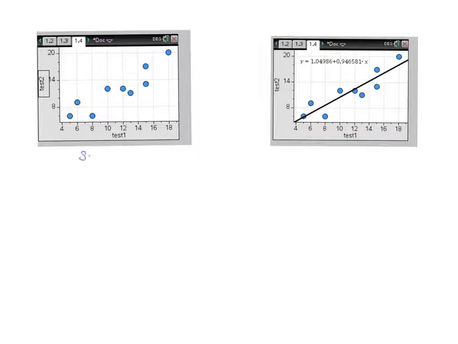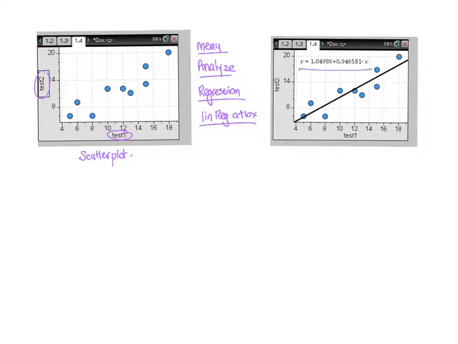Okay, there is a way to get the regression line equation onto your scatter plot on the data and statistics page. So you've selected test 1 and test 2, and you have your scatter plot. Now if you press menu on this screen, and then you'll see analyze, and then you'll see regression, and obviously we're going to choose lin reg a plus bx, and then it brings up the equation on the scatter plot.